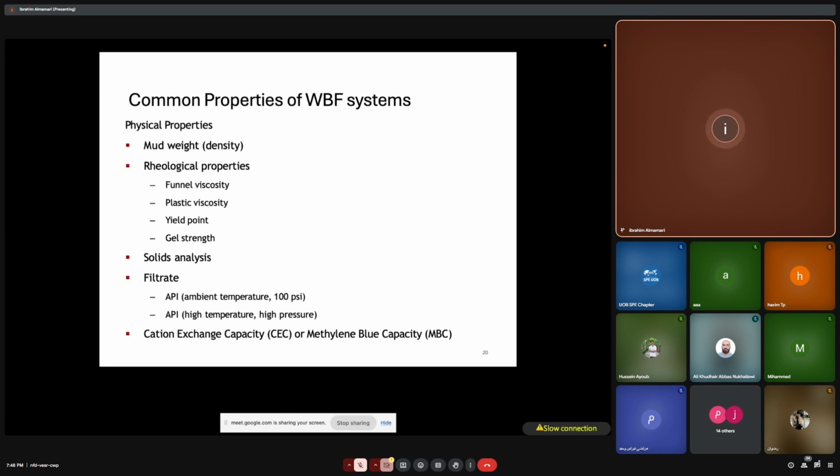Water-based mud also has a solids analysis, the same as OBM, oil-based mud. Solids analysis will tell you about low gravity solids and high gravity solids. High gravity solids are the solids we add to the mud, like barite and calcium carbonate. These give the mud weight.